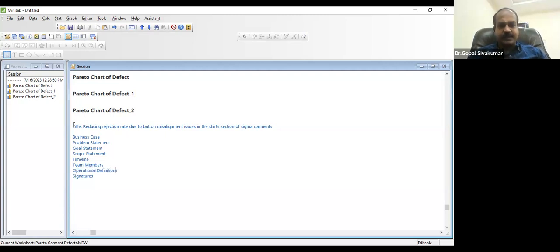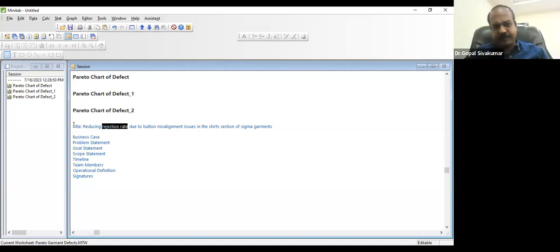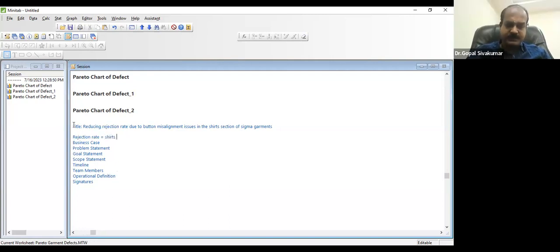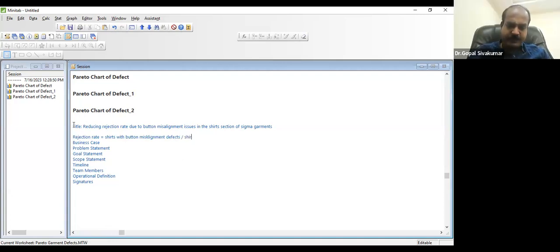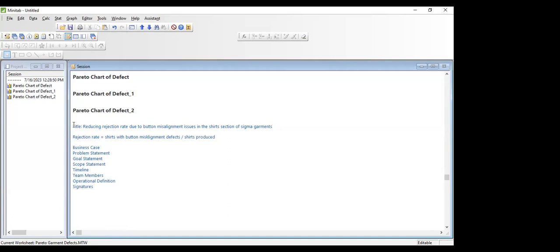For example, when I say rejection rate, that also can be defined. Am I right? Yeah. This 10% is applicable only for the shirt section. So what is rejection rate? Definition: shirts with button misalignment defects divided by number of shirts produced. Very clear? Yeah. Everyone is on the same line. Yes. Now we are giving focus only on the button misalignment.